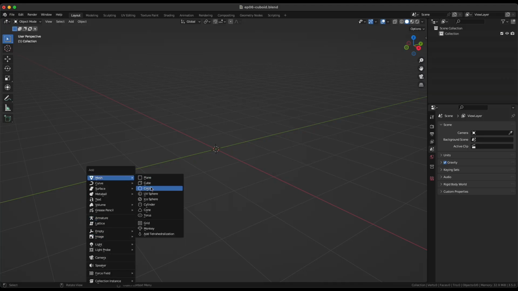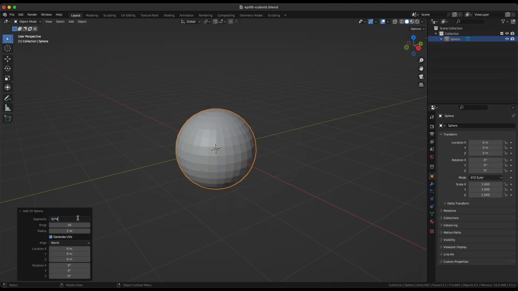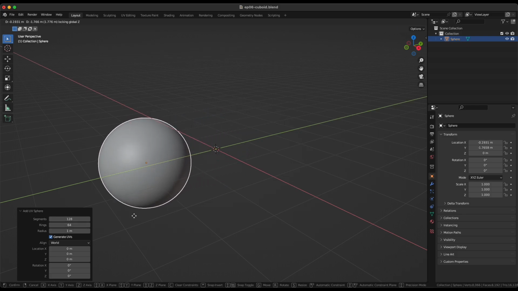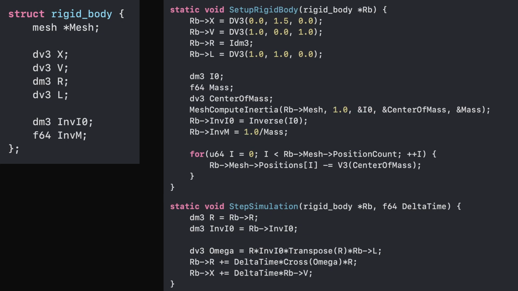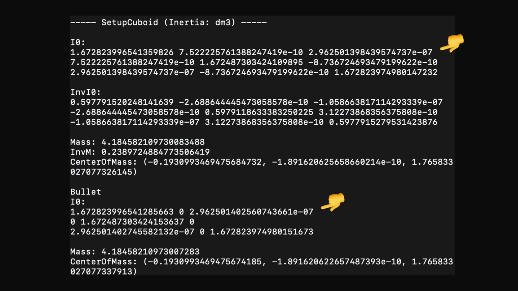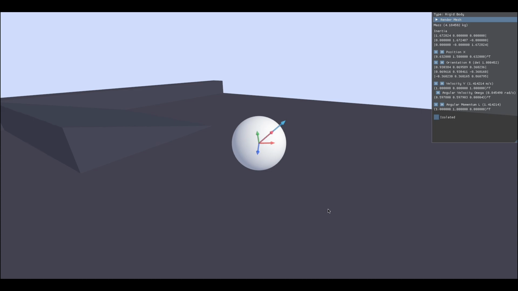To test a model with a bit more triangles, I created a UV sphere with quite a high resolution and moved it off the origin again. Because this is not a cuboid anymore, I wanted to change the variable name in the code too. Instead of cuboid, it's now called RB for rigid body. Both inertia tensors were almost the same again and the simulation worked.